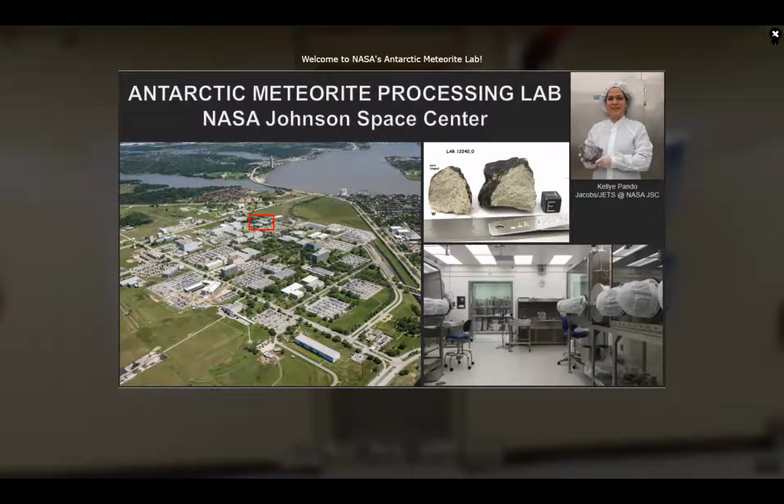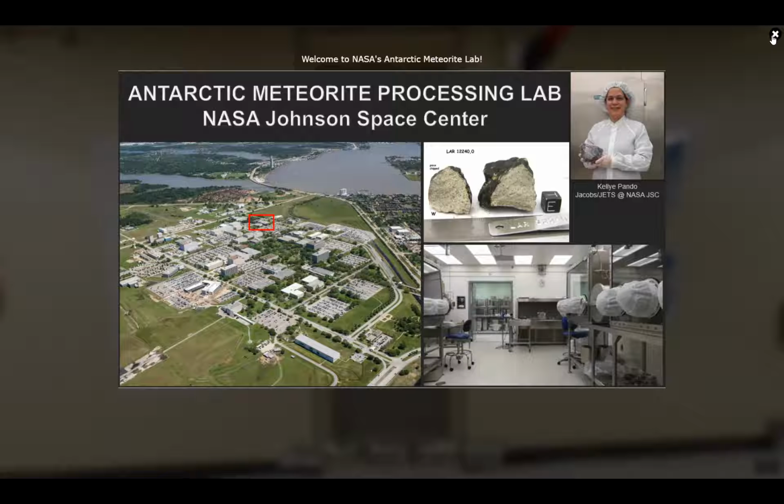So what we do in the lab that I'm going to show you, we work with meteorites, which simply stated, meteorites are rocks from space. There are a lot of different kinds of asteroids and meteoroids that are out in our solar system, and pieces of those and pieces of other planetary bodies sometimes find themselves on a path that collides with our planet.